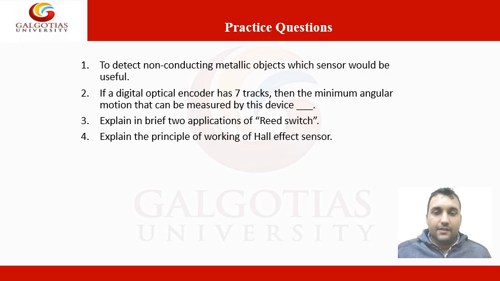If a digital optical encoder has 7 tracks, explain briefly the minimum angular motion that can be measured by this device. Give two applications of a reed switch. Explain the principle of working of a Hall effect sensor. This is a home assignment for all of you. You have to submit this assignment before the next lecture.